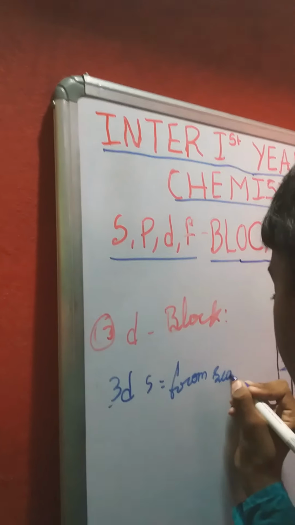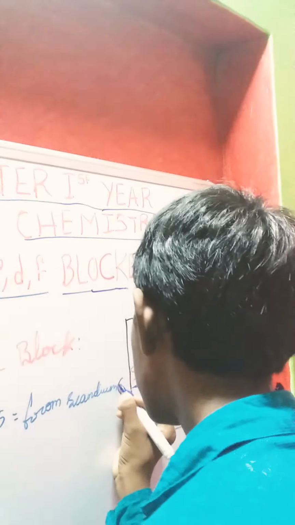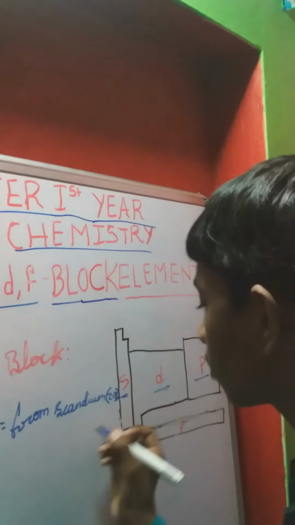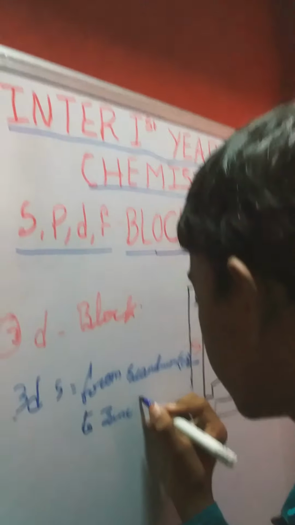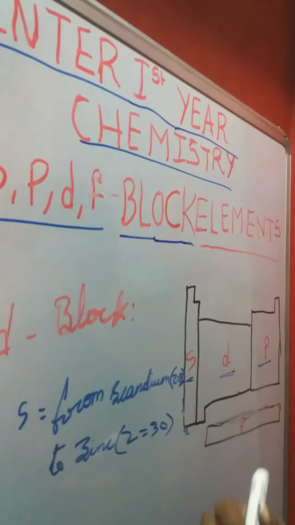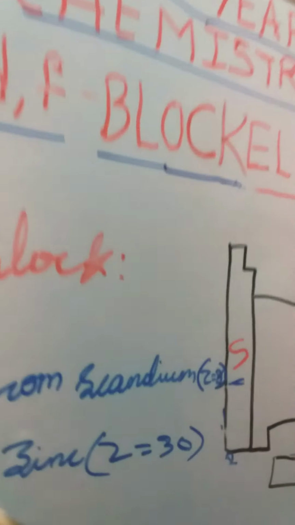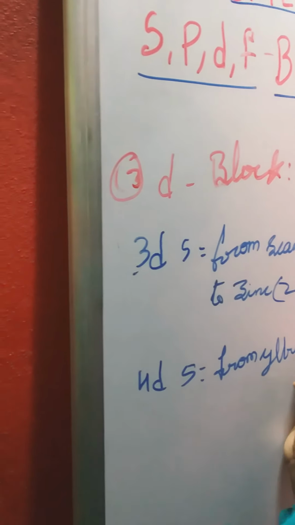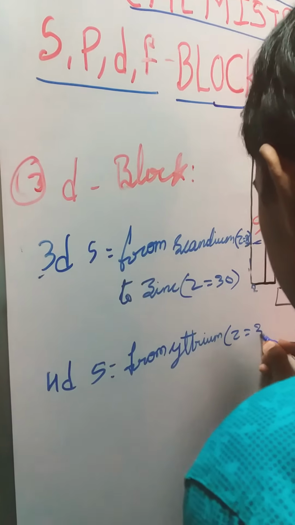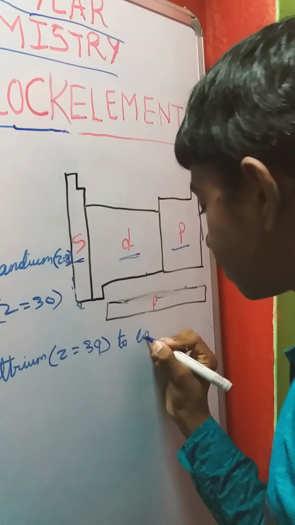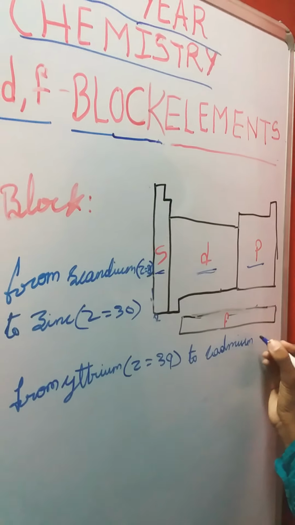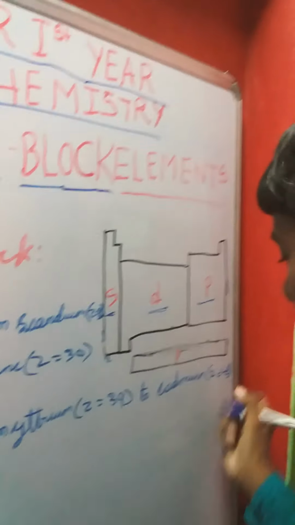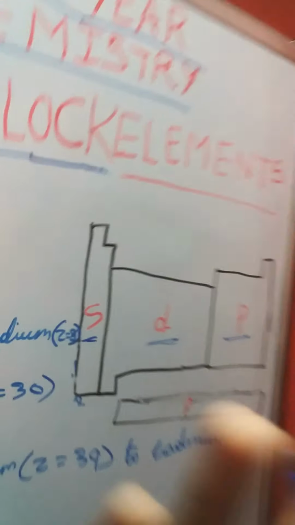First one, 3D series: from scandium, Z equal to 21, to zinc, Z equal to 30, in the 4th period. 4D series: from yttrium, Z equal to 39, to cadmium, Z equal to 48, in the 5th period.